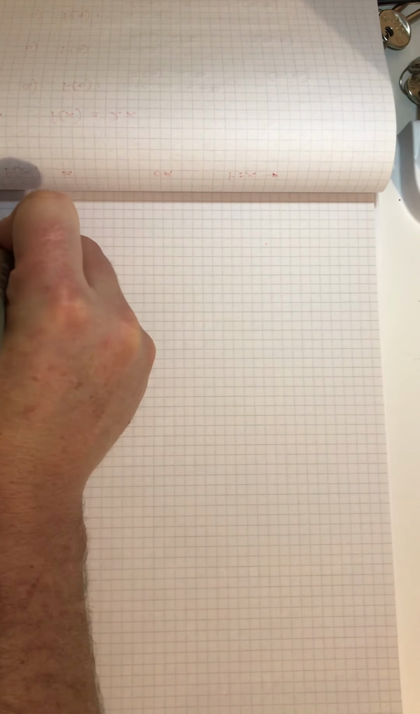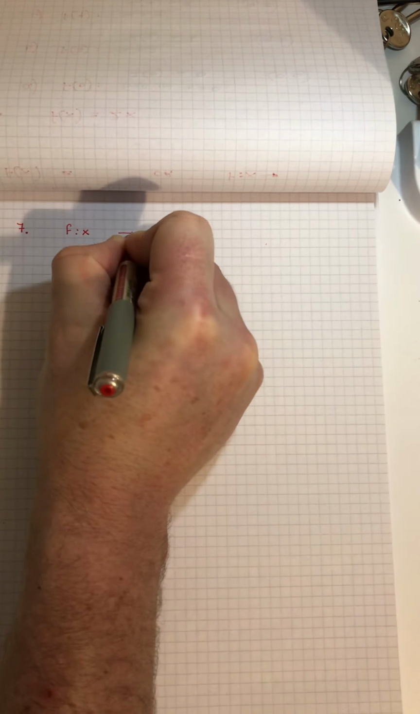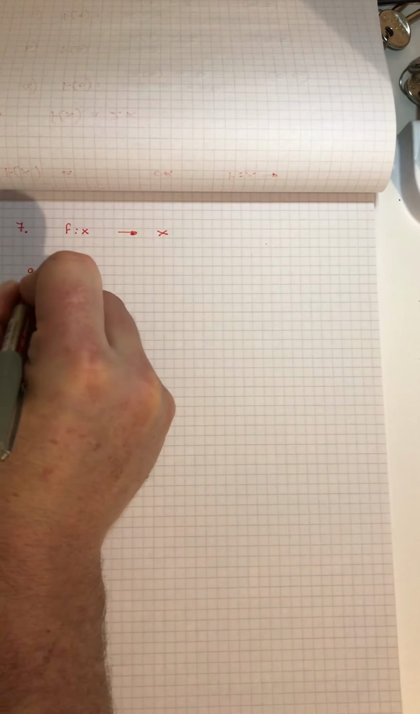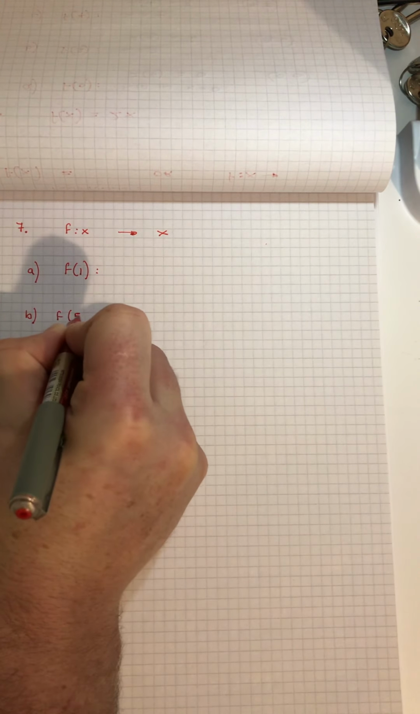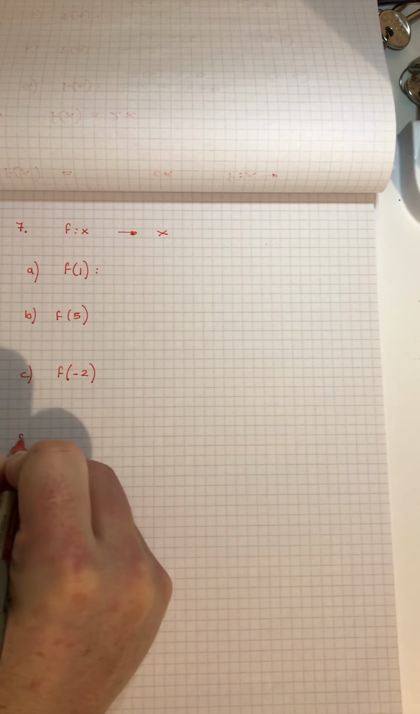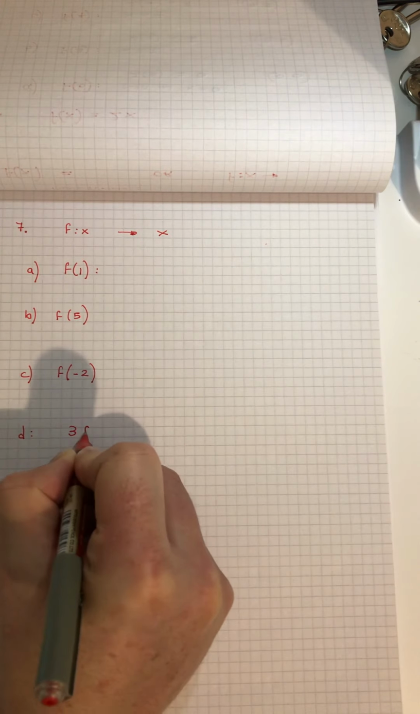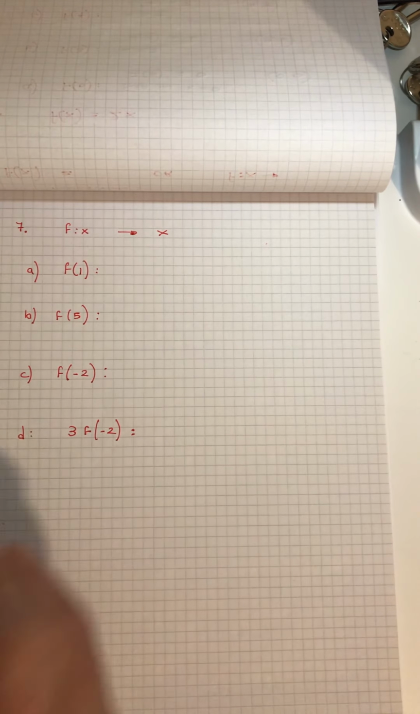Now the next one. Let's have a look at question number 7. F of x is just x, is a function. So part A, you have f of 1, B, f of 5, C, f of minus 2, and D, 3 times f of minus 2. Okay, so be careful with part D here.